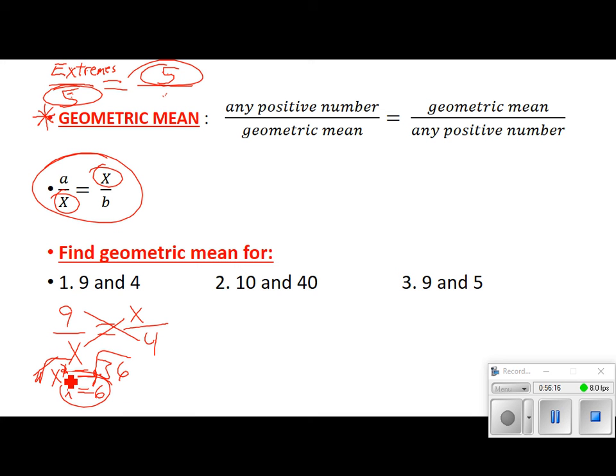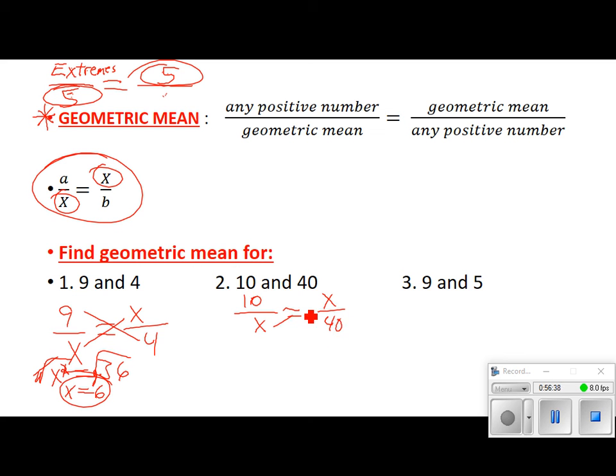So what fits in this proportion for the geometric mean? 6. So what you're saying is 6 is the geometric mean for the two numbers 9 and 4. Set up this next one. What goes on top right here? 10. What goes on bottom? X. What goes on top over here?